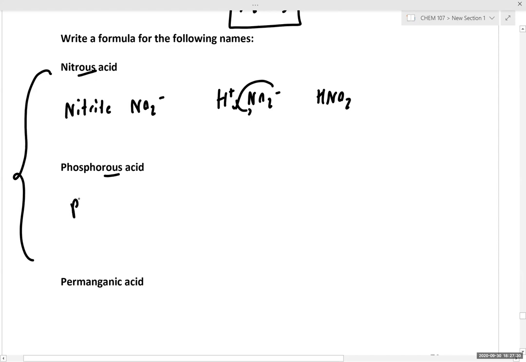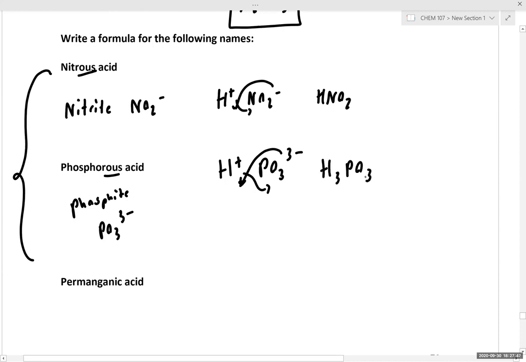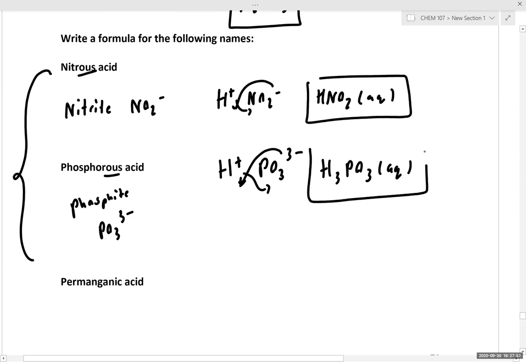Phosphorous acid is derived from phosphite, which is PO3 3 minus. So we have H plus and PO3 3 minus. We cross our charges, and that gives us H3PO3. We should have aqueous symbols at the end of each of our proposed formulas. Does this make sense to everyone so far?